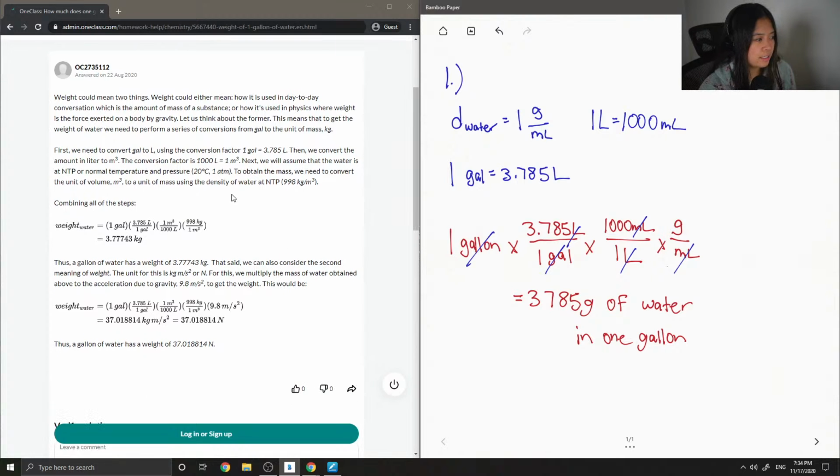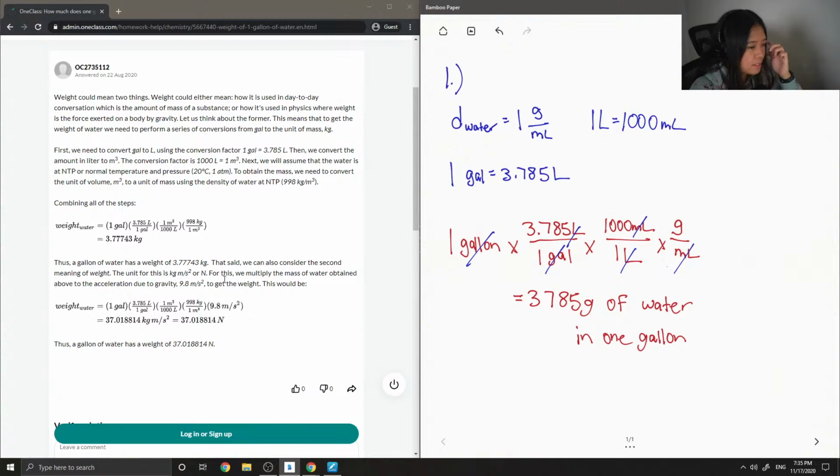First, we need to convert gallons to liters using the conversion factor. 1 gallon is equal to 3.785 liters. Then we convert the amount in liters to meters cubed. Conversion factor is 1,000 liters is equal to 1 meter cubed. Next, we will assume that the water is at normal temperature and pressure. To obtain the mass, we need to convert the unit of volume, meters cubed, to a unit of mass directly using the density of water at NTP.